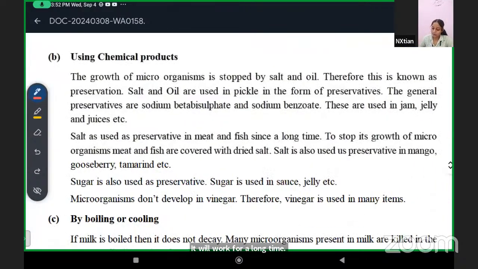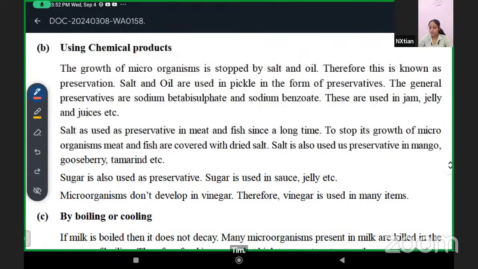Then some chemical products are also used to stop the growth of microorganisms, such as salt and oil. This is known as preservation. Yes, Indian. There is one food called kondatam. It's actually a chili dried with lots of salt in it, and then you have to fry it and eat it. I've heard you can save it for a long time. Yes, that is correct, Simran.